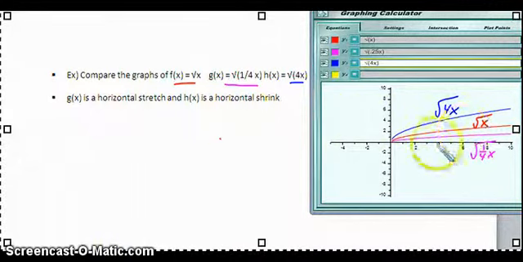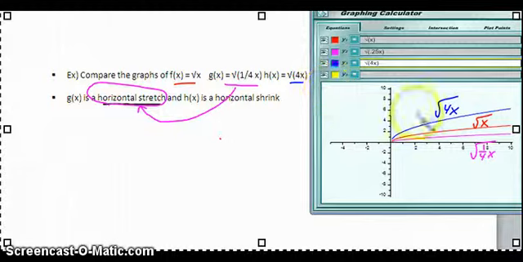Okay, so taking a look at it, what's happened? Well, all we've done is we've changed the number inside of the parent function. We've changed it from a 1 to a 4 and a 1/4. So we've either made it larger or made it smaller, and see the effect that it has on the graph. Notice that when I make the number smaller, it appears to make the graph smaller. But really what it's doing is making it a horizontal stretch, because it's stretching it out horizontally versus stretching it out vertically. So the pink graph here is a horizontal stretch.